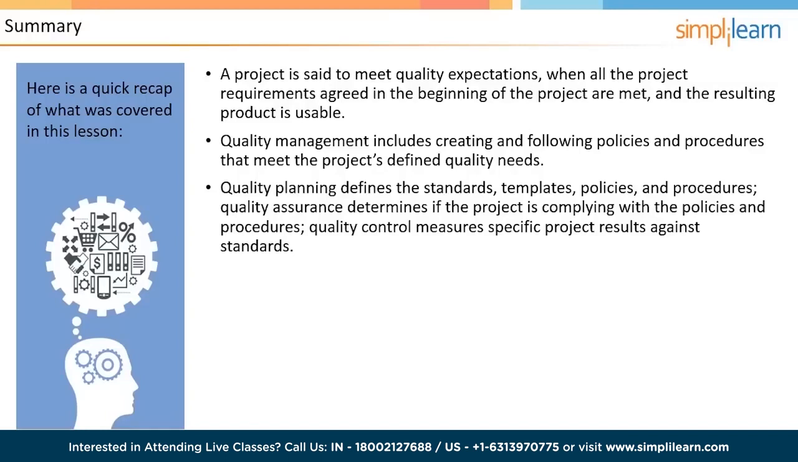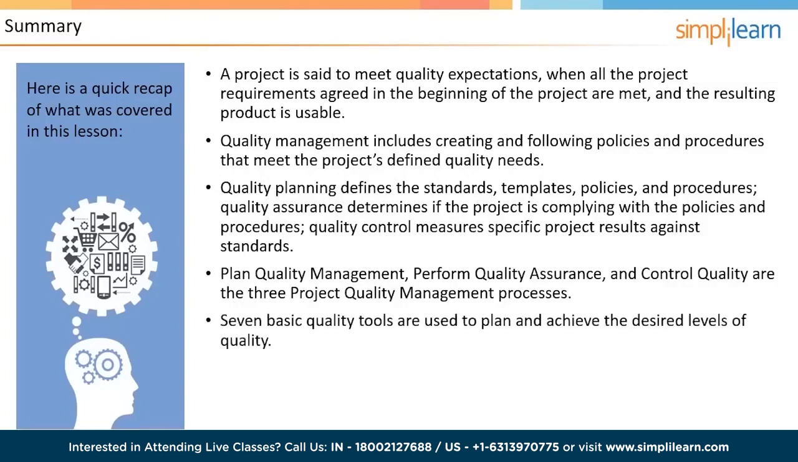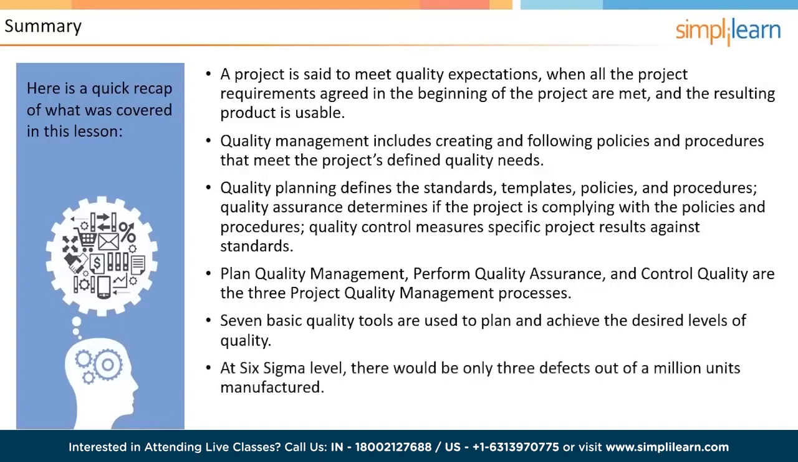Quality control measures specific project results against standards. Plan quality management, perform quality assurance, and control quality are the 3 project quality management processes. 7 basic quality tools are used to plan and achieve the desired levels of quality. At Six Sigma level, there would be only 3 defects out of 1,000,000 units manufactured.